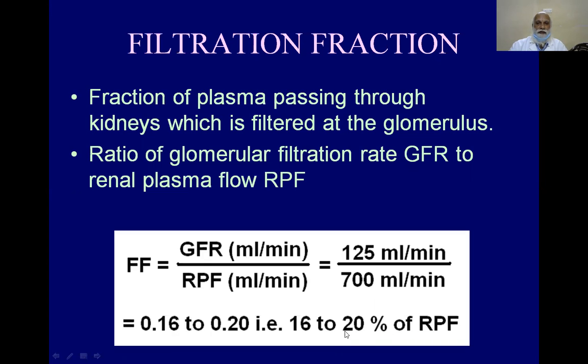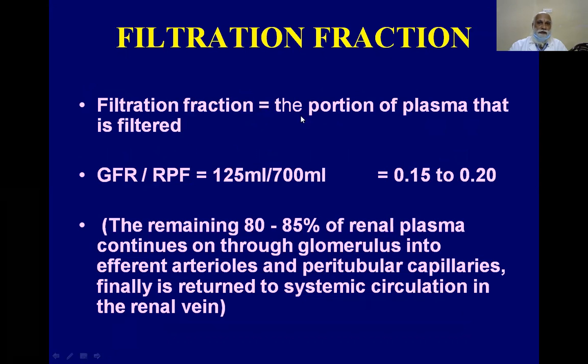So that is what it is. This percentage, 20% or 16%, is called the filtration fraction, the FF. So filtration fraction is the portion of plasma that is filtered. This is GFR by RPF, renal plasma flow, about 125 ml GFR and 700 ml renal plasma flow. This is what we have mentioned earlier.